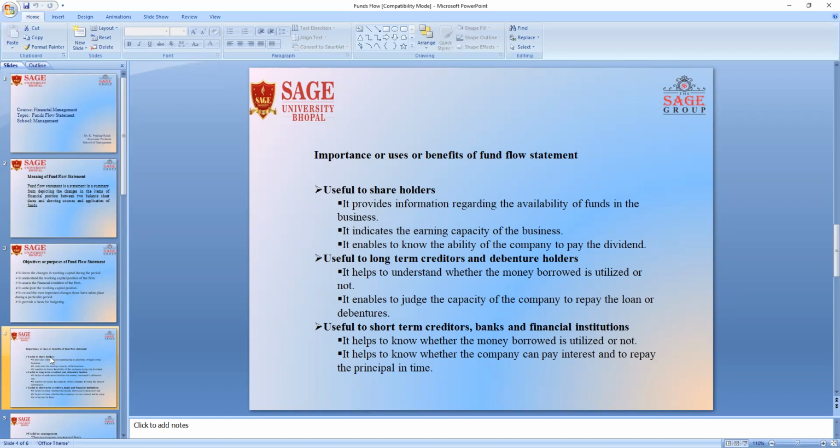And the next one is that it is useful to long-term creditors and debenture holders. It helps to understand whether the money borrowed is utilized or not, and it enables to judge the capacity of the company to repay the loan or debentures. And the third one is that it is useful to short-term creditors, banks, and financial institutions. So it helps to know whether the money borrowed is utilized or not. It helps to know whether the company can pay interest or repay the principal in time. So these are the general benefits or importance relating to these aspects.